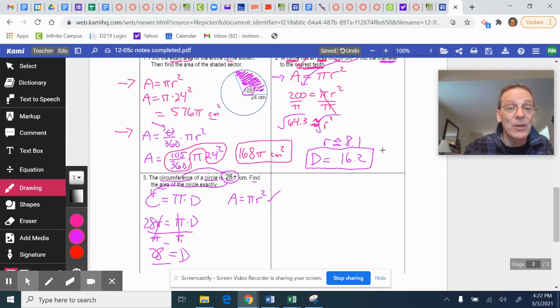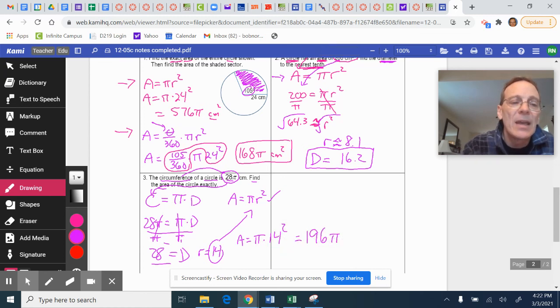Okay? Now to find the area, we need a radius. We don't have a radius, but we have the diameter. So the radius is really easy to find from that. Just cut the diameter in half and then plug that in. Area is equal to pi times 14 squared, which is 196 pi. I asked for an exact answer, and that is the exact answer. It's an area, so it would be square centimeters.